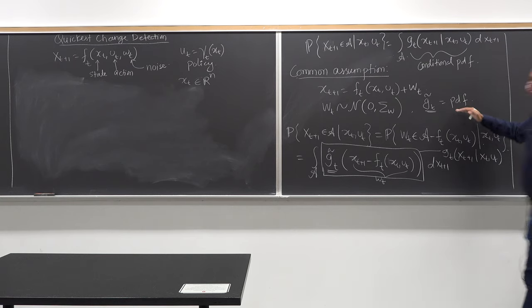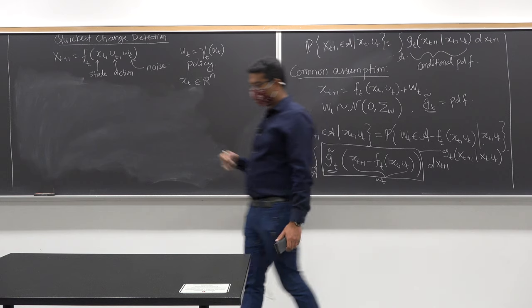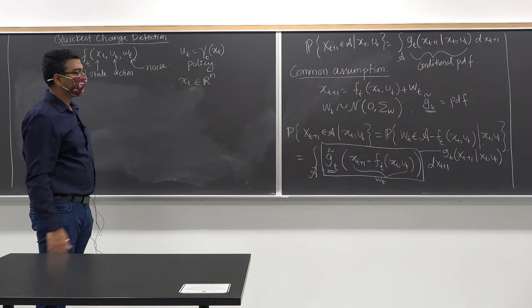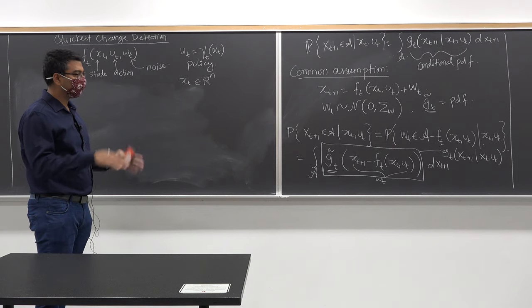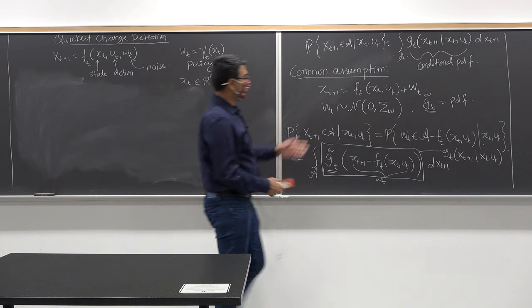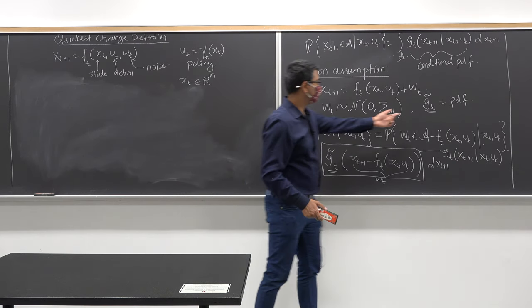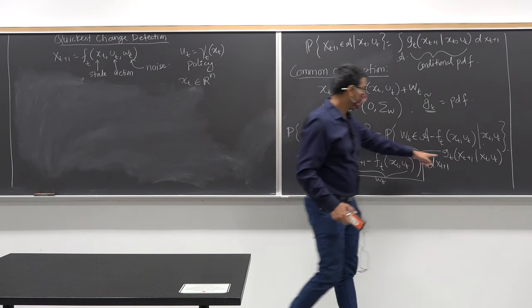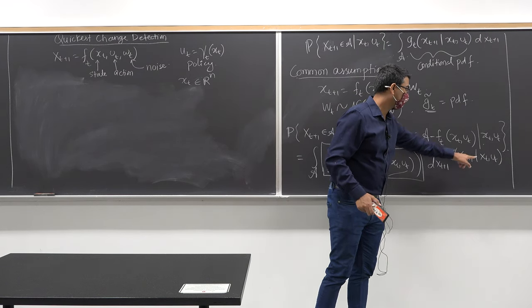So we'll assume the PDF. We'll assume that the noise has a certain PDF, probability density function, and we know what that probability density function is. It could be bi-exponential, it could be Gaussian, it could be some other form of PDF. Under all the conditions, as long as it has a PDF, I can go through this particular analysis and I can get the value of GT of XT plus 1 given XT, UT.